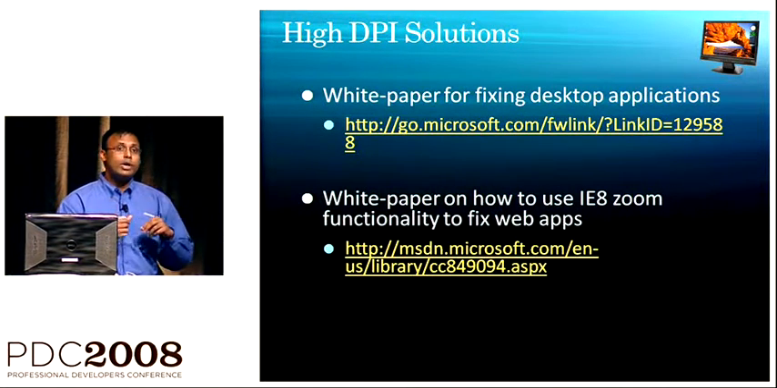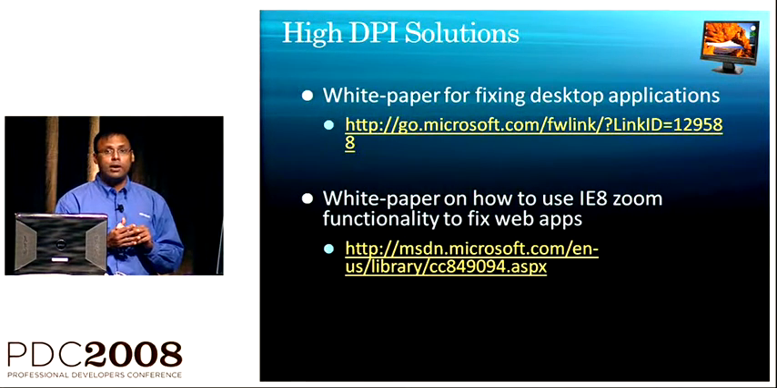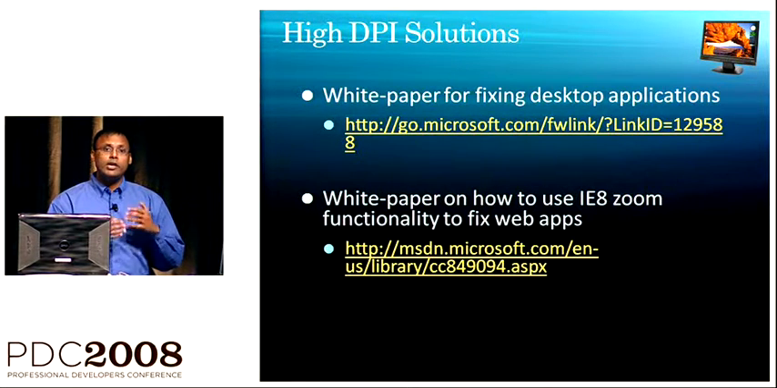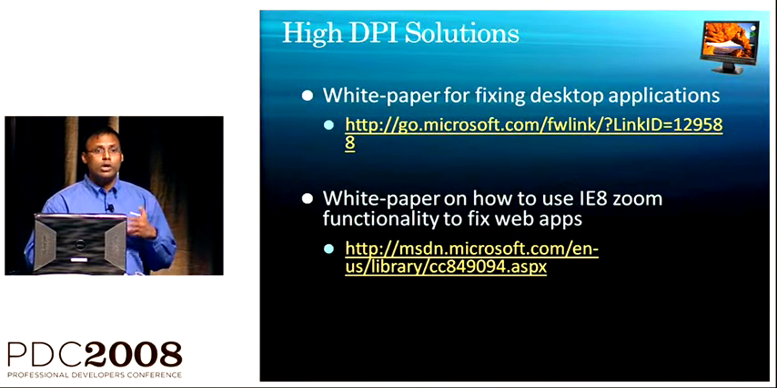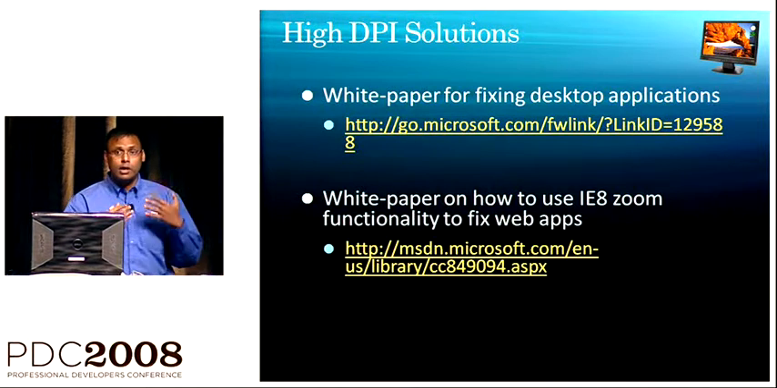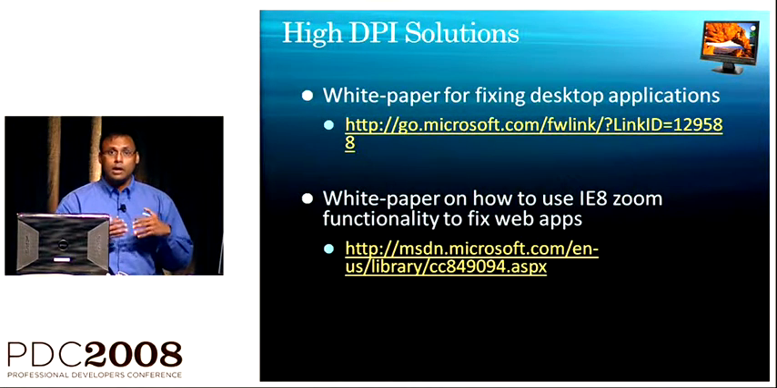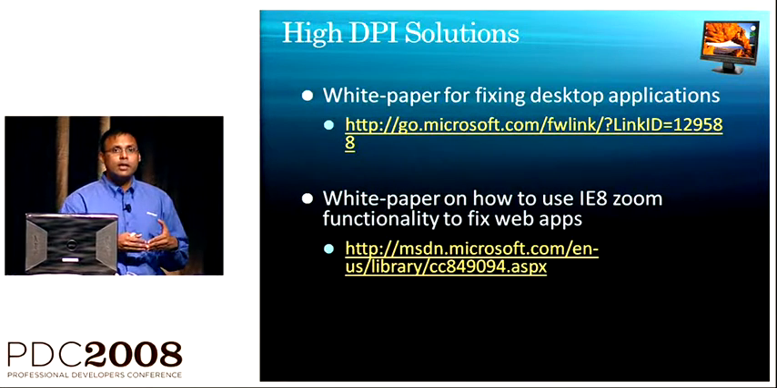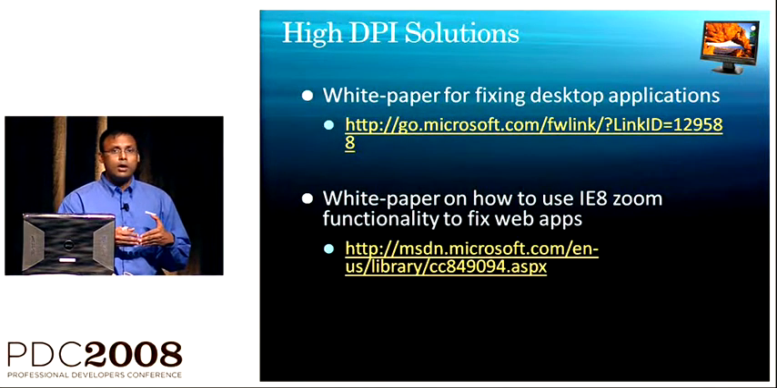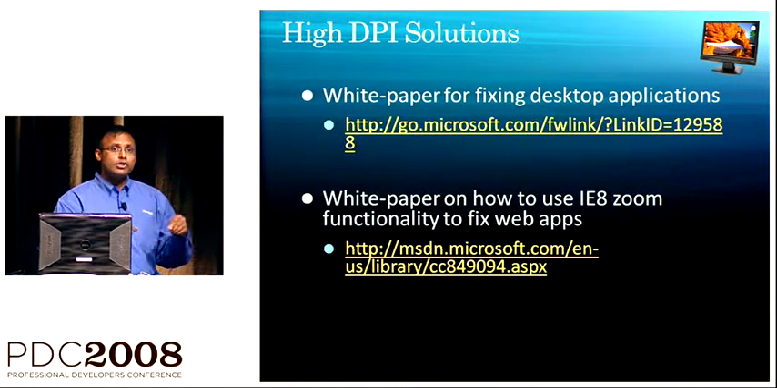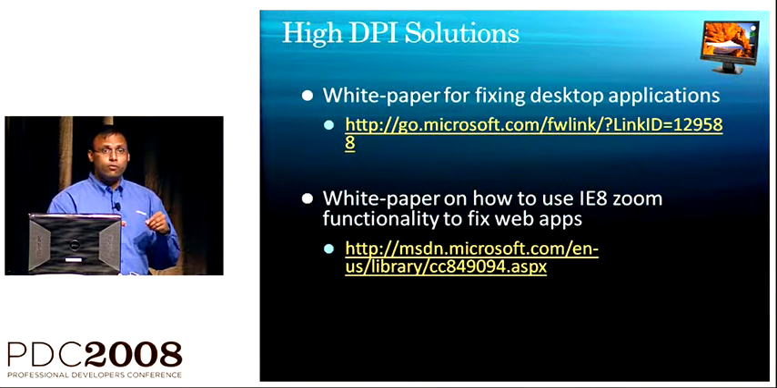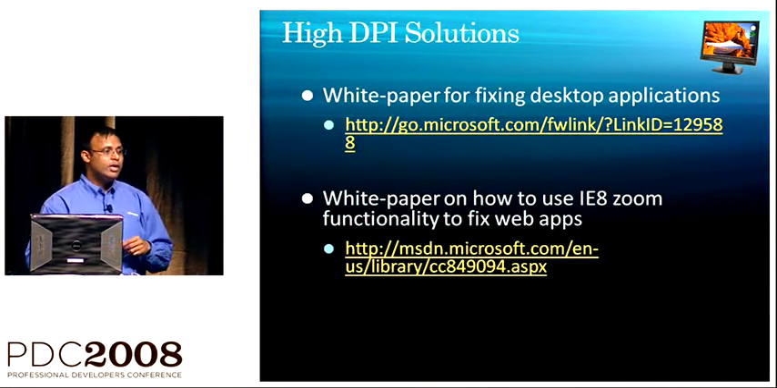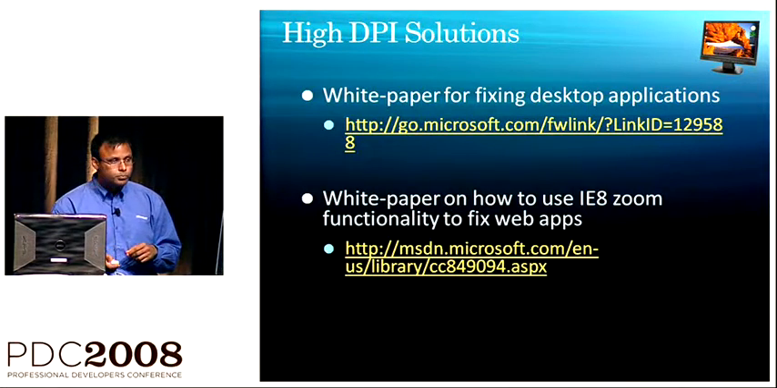And there's also a white paper, because quite often, many of our applications are trying to render web content. And to do that, quite often, the applications use the IE OCX. And IE itself has fixed that in Windows 7 with the zoom functionality. And that functionality is available for you to use as well. And there's a white paper that explains how to do that.